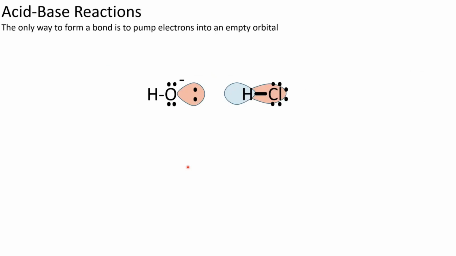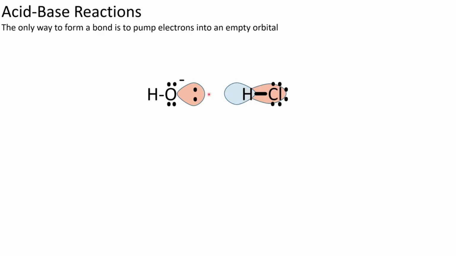Okay, so what about reactions? We look at an acid-base reaction. The only way to form a bond is to pump electrons into an empty orbital. If we look at this acid-base reaction, hydroxide, oxygen is going to attack HCl, the hydrogen. We're going to use that lone pair of electrons on oxygen to form a new oxygen-hydrogen bond. We've got the sigma orbital between hydrogen and chlorine biased towards chlorine. That means the sigma star antibonding orbital is biased towards hydrogen.